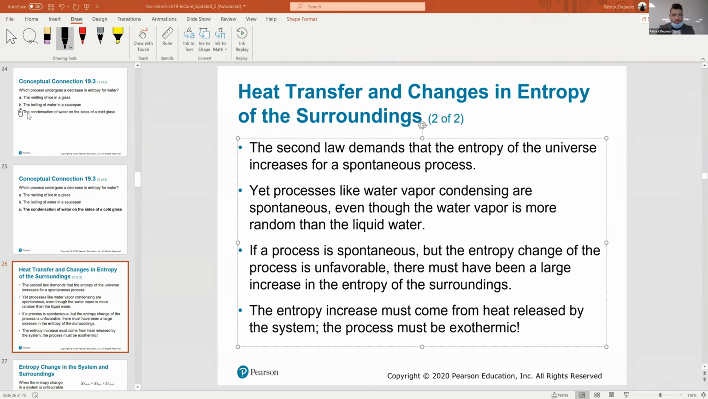All right. So the original claim was that if you have something that's spontaneous, that means the entropy of it increases. And the second law of thermodynamics was the entropy of the universe increases. Totally true. But you can imagine, if it's spontaneous, shouldn't the entropy of the system increase? Not necessarily. For example, water vapor condensing into liquid.